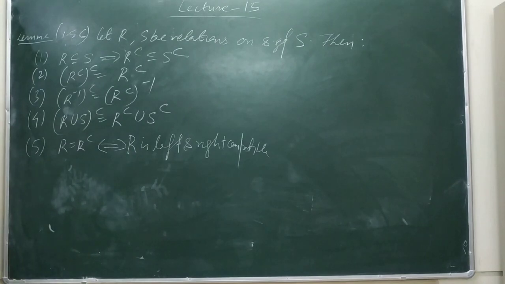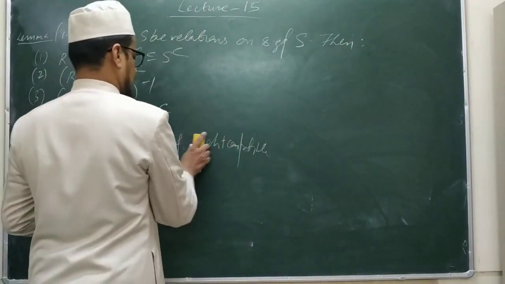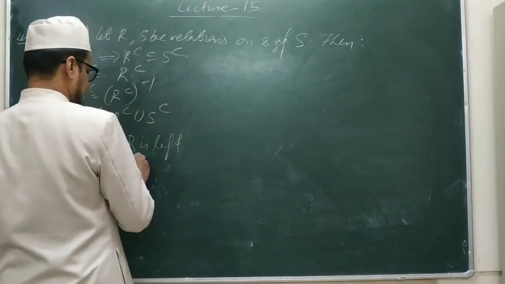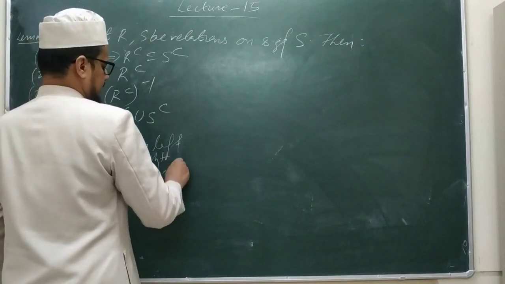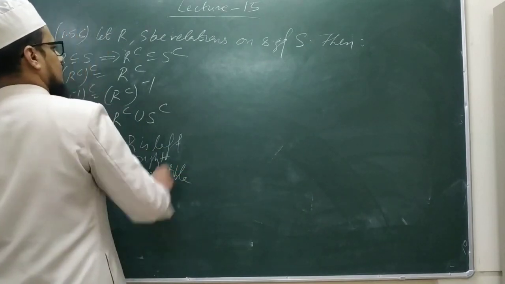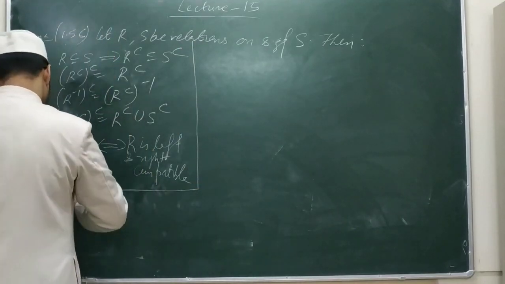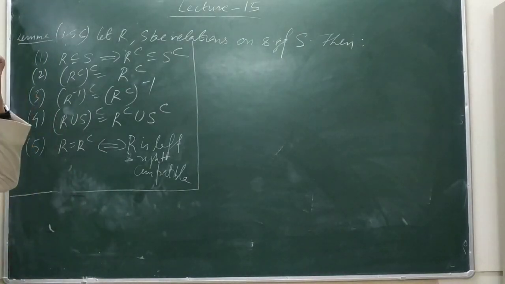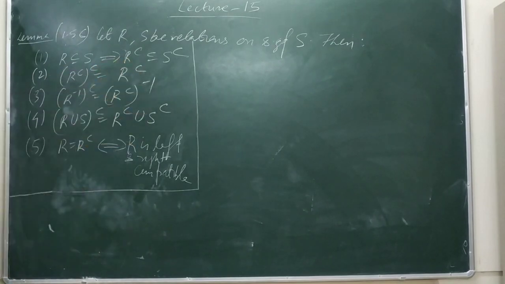So we have to prove these five parts. See, these are easy parts. R is left and right compatible. So R is a subset of S. We have to prove that RC is contained in SC.